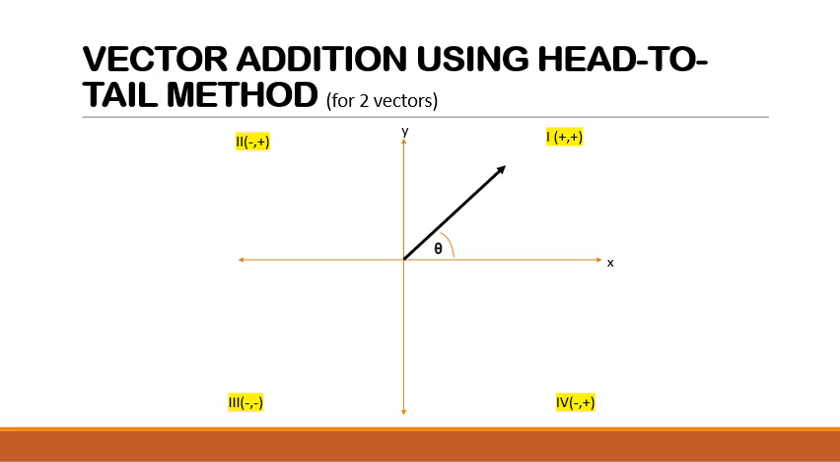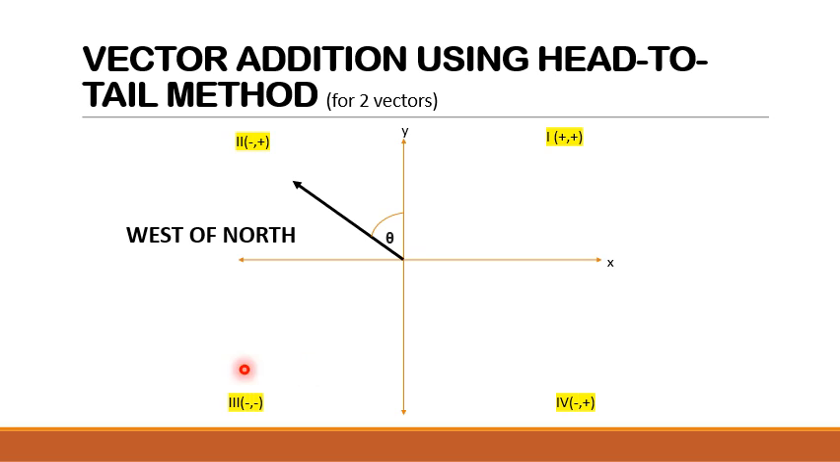So let's review the different angles. Let's take note that if the angle is formed between the given arrow and the positive x-axis, then you call that north of east. If it's formed between the positive y and your arrow, then we call that east of north. If it's formed between the negative x and that arrow, then it's called north of west. If it's formed between the positive y and that arrow, west of north, and so on.